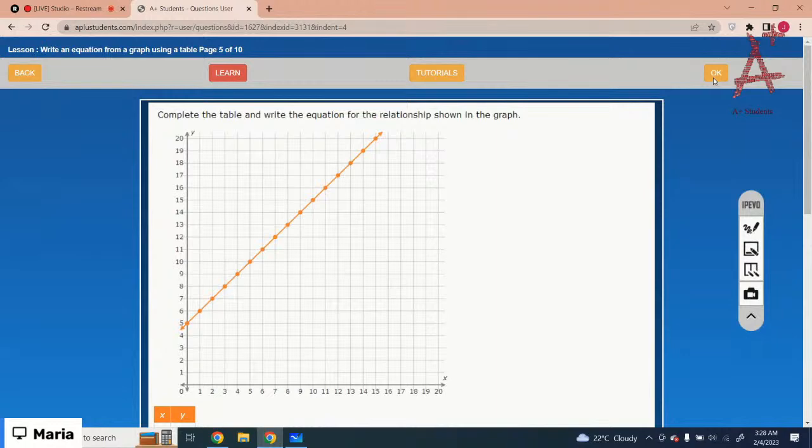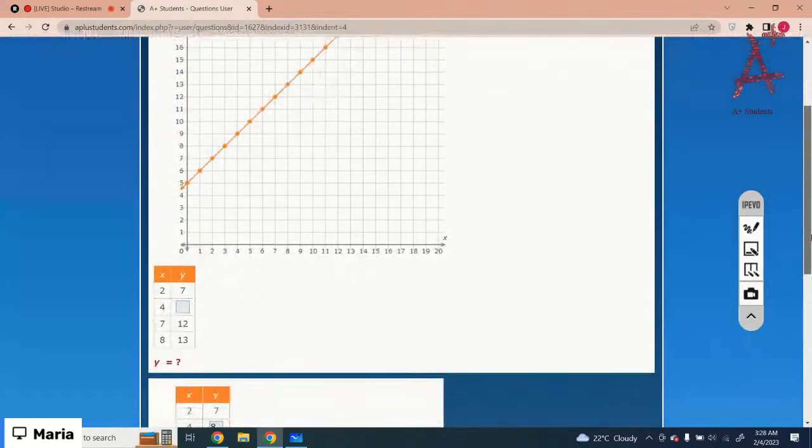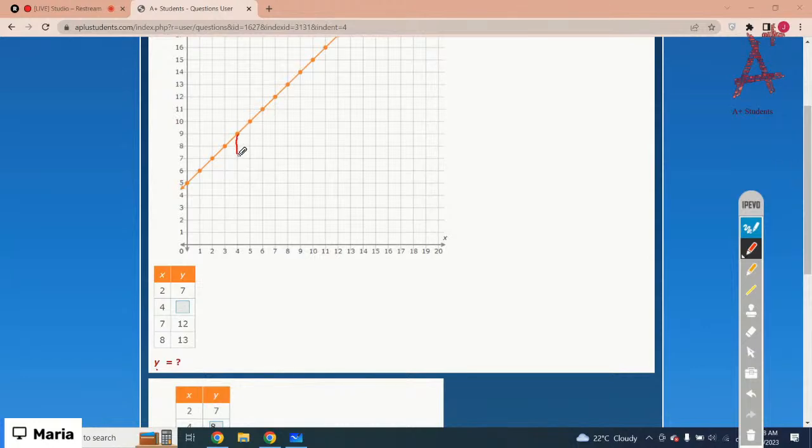Okay, the next one is complete the table and write the equation for the relationship shown in the graph. Okay, you have to look for the value when x equals 4. Here you have x equals 4. So just match the value to y-axis. So when x equals 4, y equals 9. Got it? Okay, now just look at the relationship between x and y values. So x is 2, 4, 7 and 8.